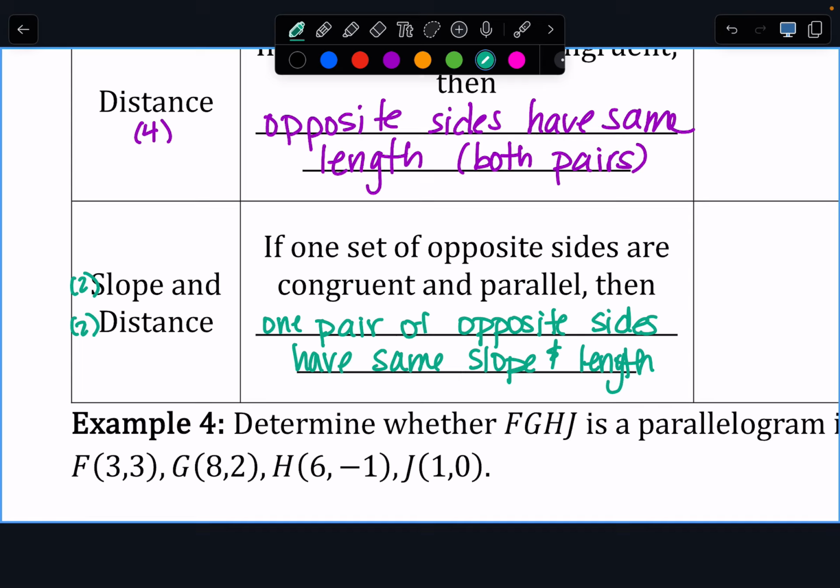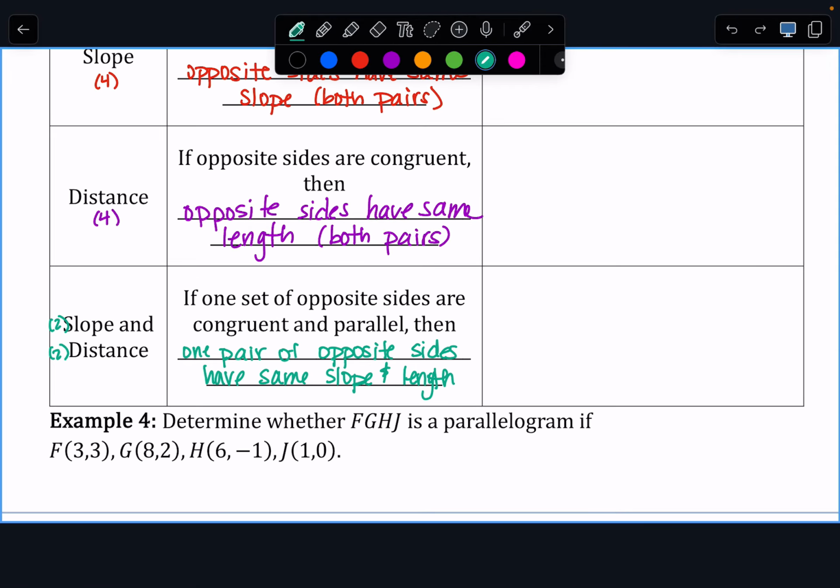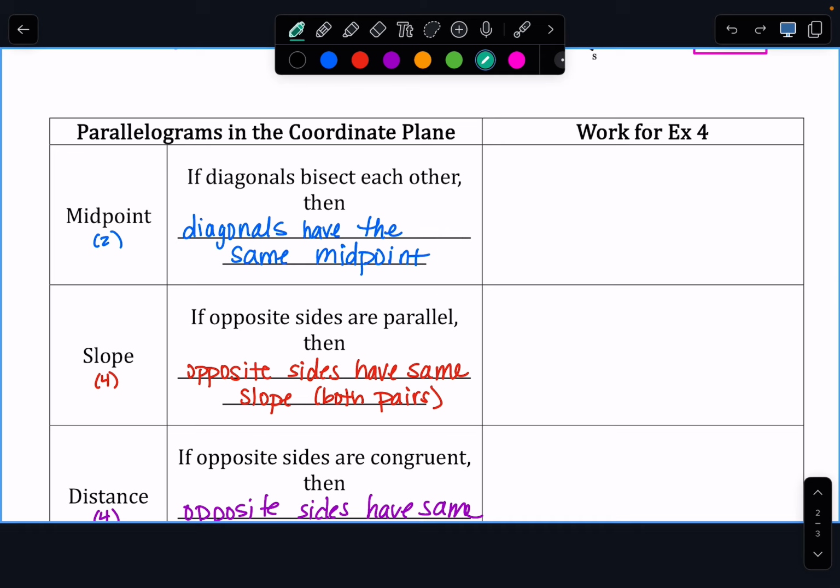Okay, so what I did is I put an example at the bottom. And what we're going to do is do the same problem 4 different ways, which I know sounds annoying. I hate calculating distance. We will work together, okay? So here's FGHJ. If I want to use the midpoint method, I need to find the midpoint of which two segments? FH and GJ.